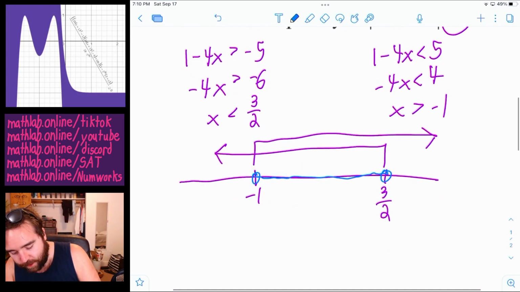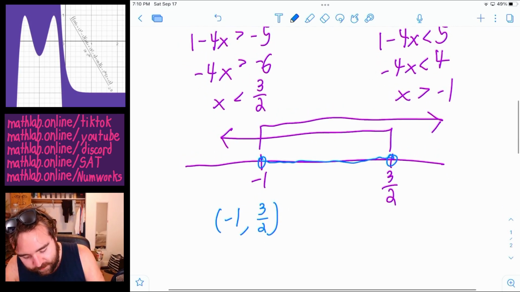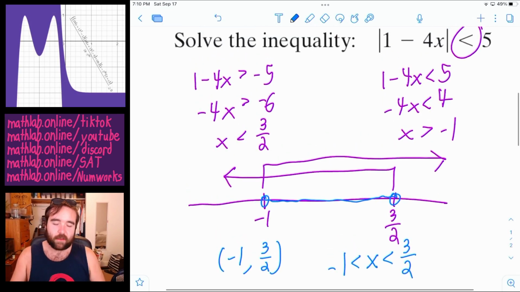When we put it in interval notation, we use parentheses from negative 1 to 3 halves. And lastly, just as a combined inequality, negative 1 is less than x, which is less than 3 halves. That x is in between negative 1 and 3 halves.